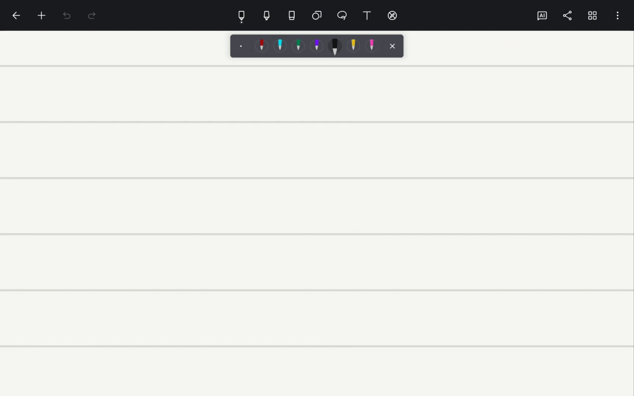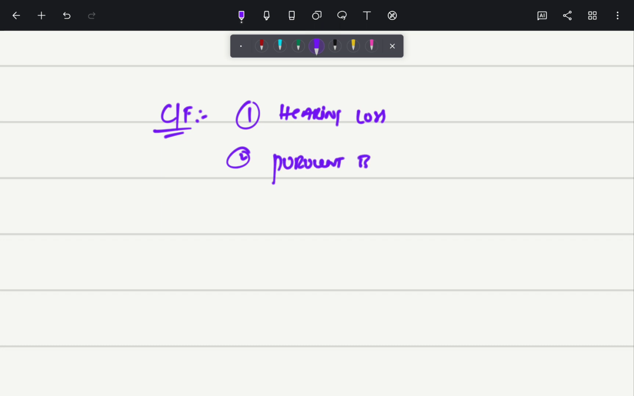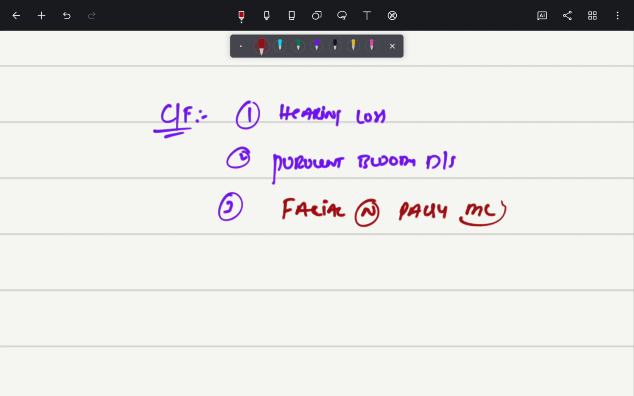Now what are the clinical features of these patients? These people can sometimes have hearing loss, and they have purulent, bloody discharge from the ear. And the most important one is facial nerve palsy, which is the most common one.